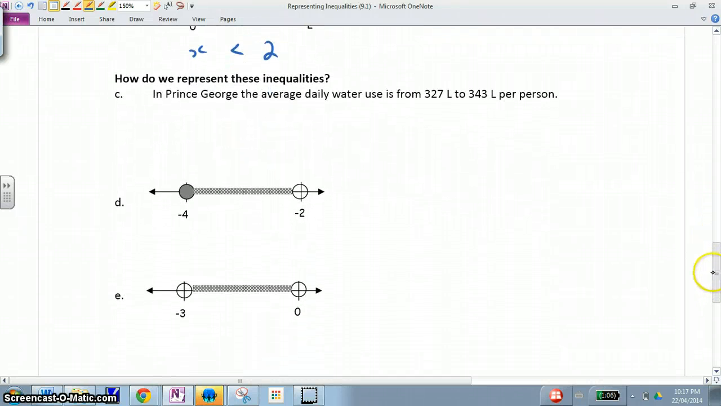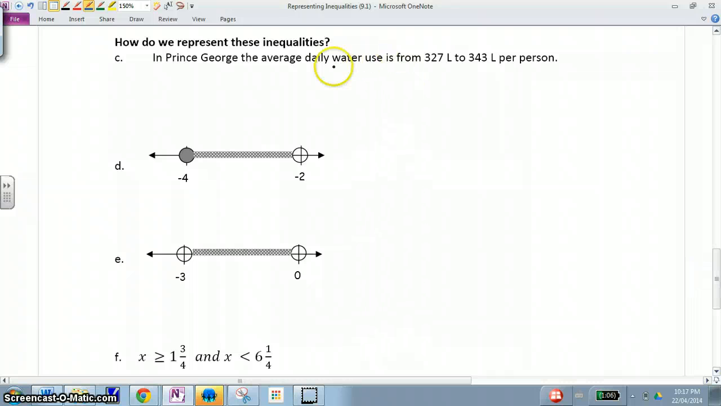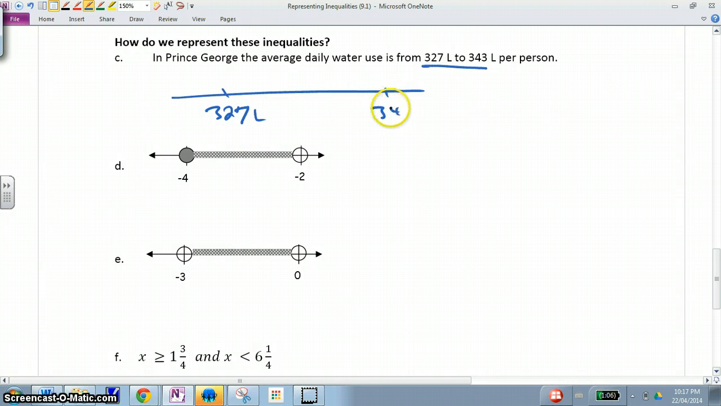Alright, and now we're going to change the conditions a little bit here. We've got some different inequalities. We could talk about water usage. We could say it's from 327 to 343 liters. So if this is 327 liters, this here on a number line is 343 liters. And if the average daily water usage is from one to another, I'm going to argue that it could be 327, it could be 343, but it's somewhere in between there. So now we're actually putting two boundary points in this number line. We're talking about everything in between.